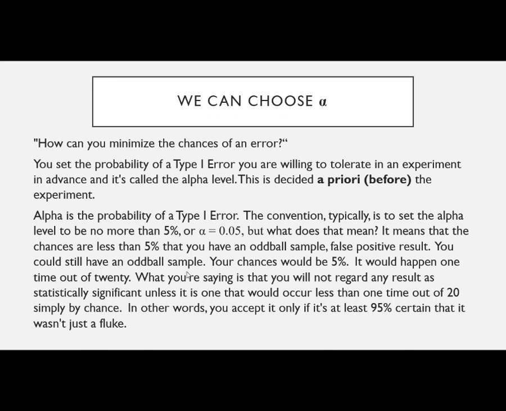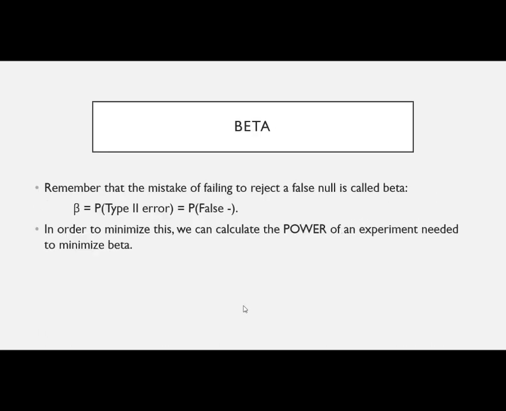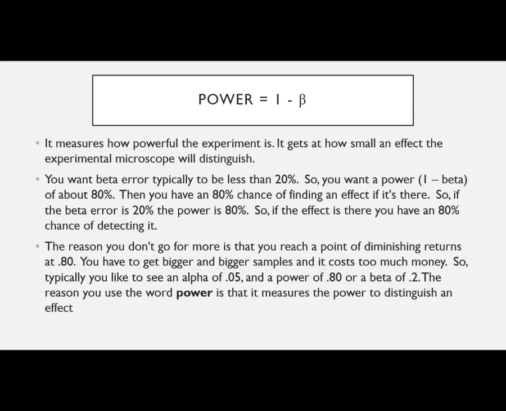So you've seen this slide before. We set the type 1 error rate, which is alpha, a priori before. We always go with 0.05 so that we'll accept our result if it's at least 95% certain that it wasn't a fluke. And our beta is the mistake of failing to reject a false null. And so we want to calculate the power of an experiment needed to minimize beta. And the way we do that is we have to do some calculations, and we have to know some things in order to do that.